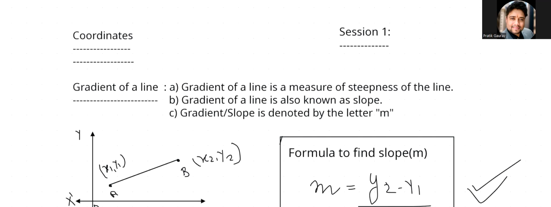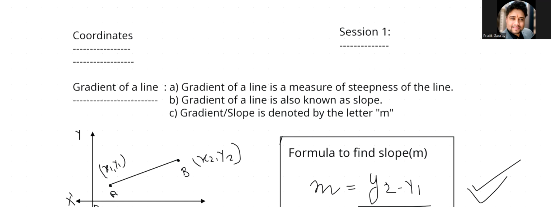Hello everyone. So from today we are going to start our coordinates. Okay. So today is session one. We will have some introductions, some theories, and we will have some numericals. Also our questions.